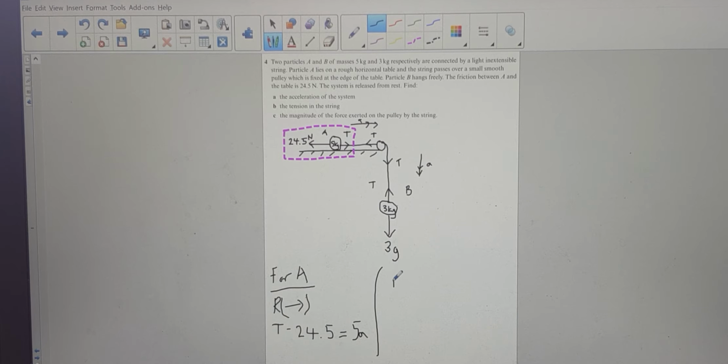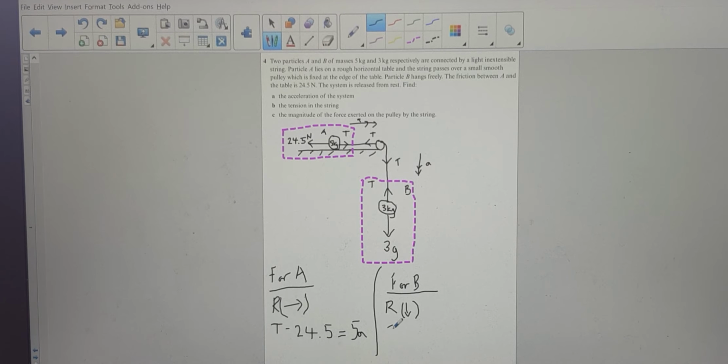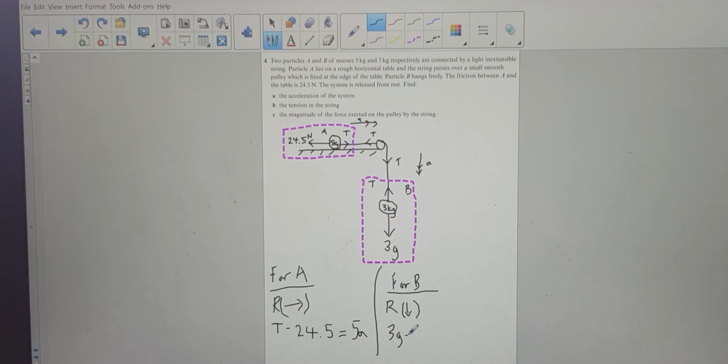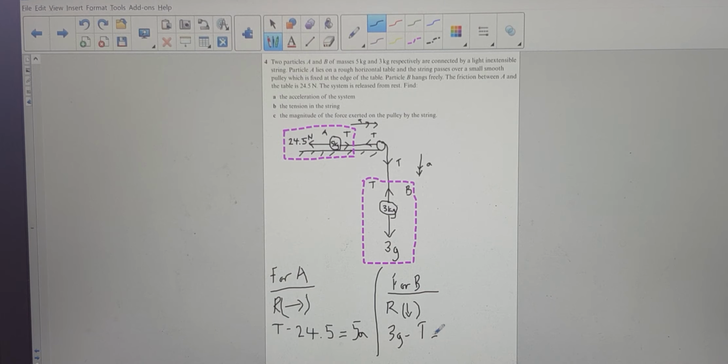Right, now I'm going to look at B. And let me look at the forces acting on B. So for B, I'm going to call down positive, because that's the way that it's accelerating. Down is positive, therefore I've got 3G minus T equals 3G minus T. Any other forces? No, these are the tensions just acting on the pulley, equals the mass, which is 3, times acceleration.